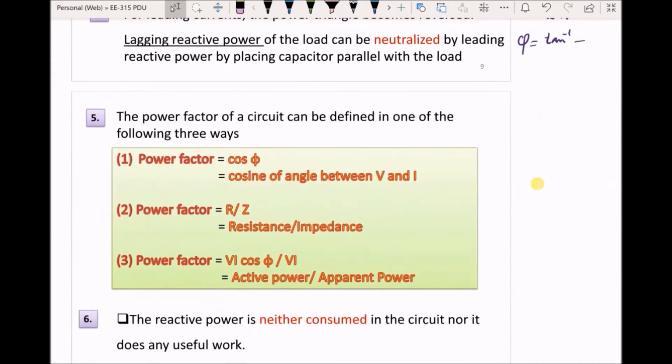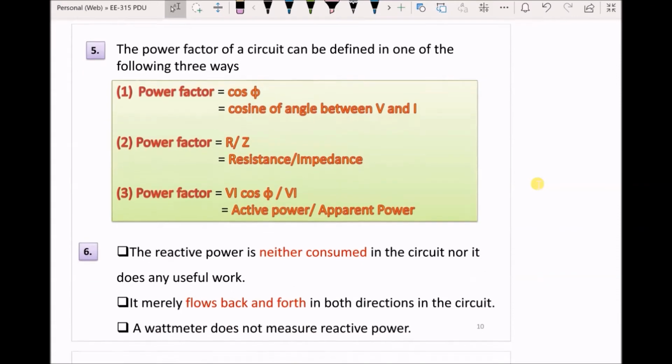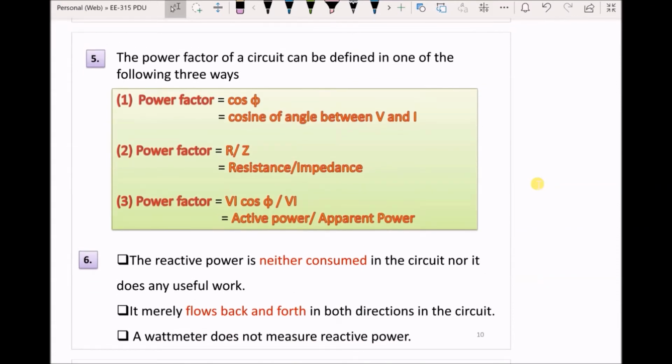According to this point number 5, it can be said that the power factor can be represented in 3 different forms. The first one is cos phi, which is the cosine of the angle between voltage and current. The second one is in the form of resistance and impedance. So resistance divided by the impedance will be the power factor, and the third one is in the form of active power divided by the apparent power.